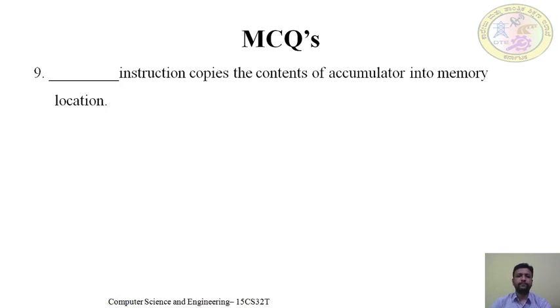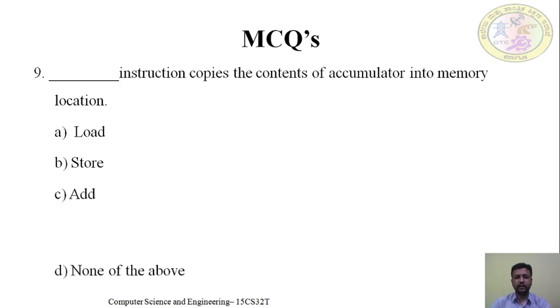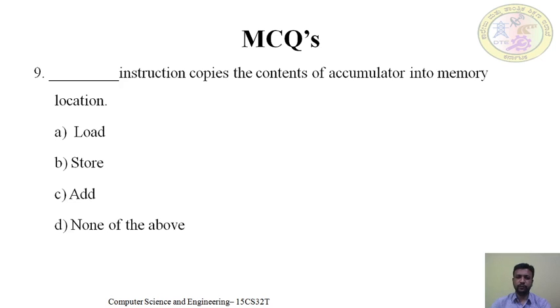Question number 9. Dash instruction copies the contents of accumulator into memory location. Option A load, option B store, option C add, option D none of the above. Store instruction copies the contents of accumulator into memory location, while load transfers from memory location to accumulator. So the answer is the store instruction, answer B.